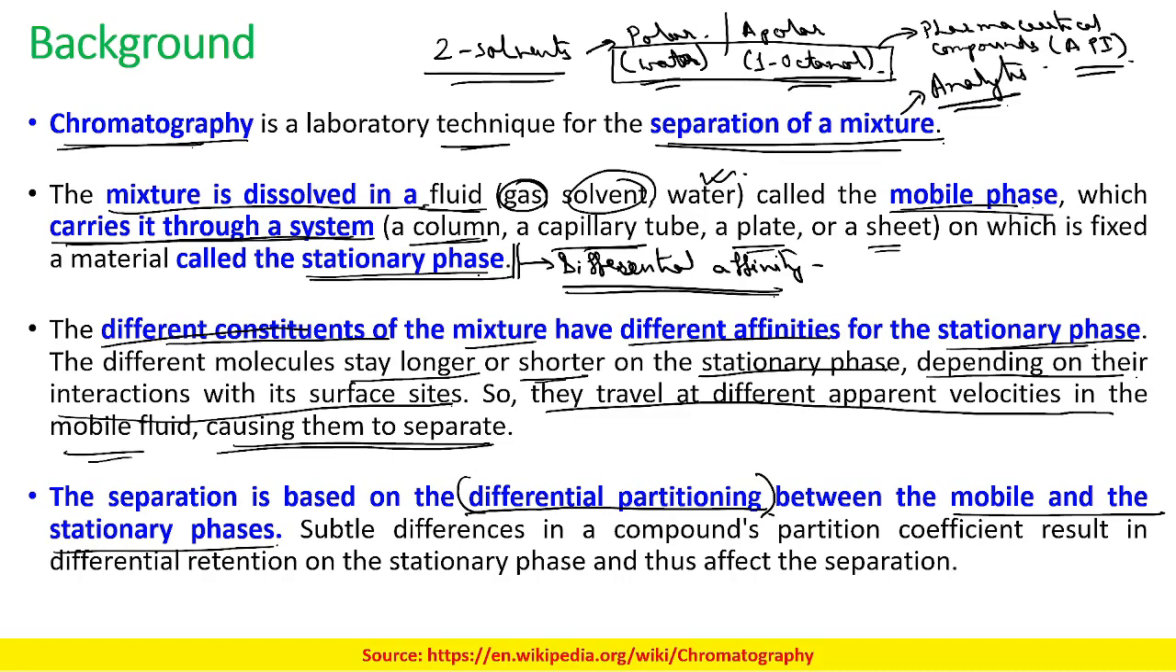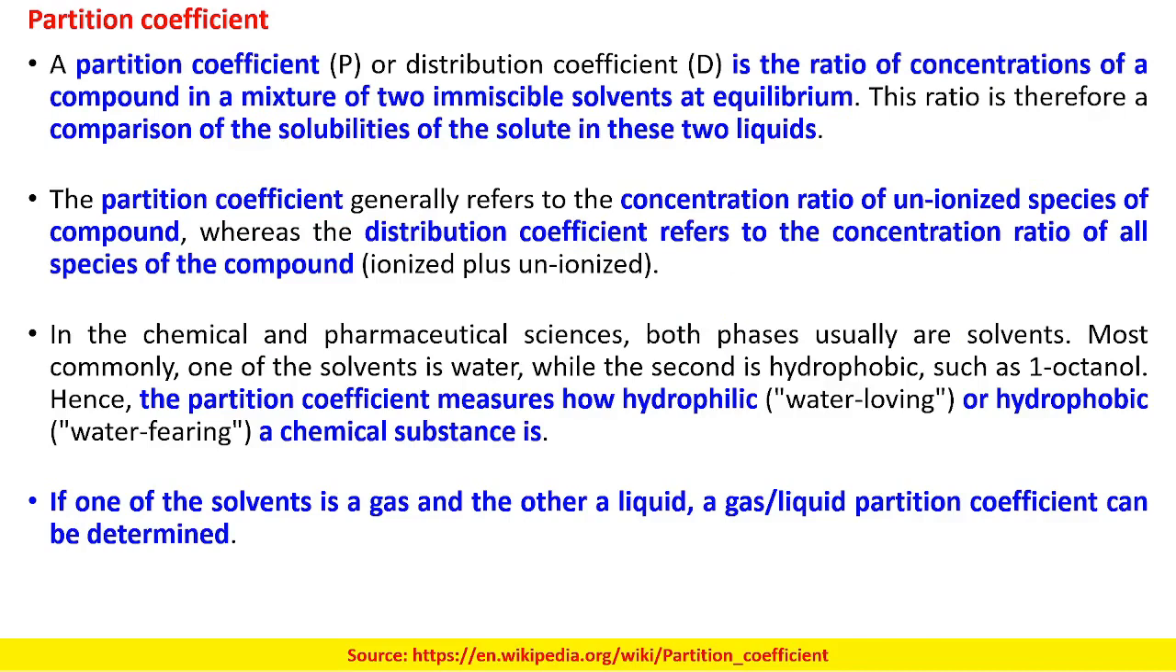Now what does this say? It says how the compound for which you are trying to find out the partition coefficient is getting distributed within the water and the 1-octanol system. Now usually the partition coefficient is only associated with the undissociated compounds.